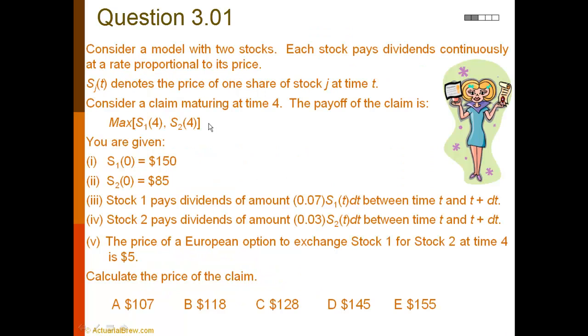In this question, we're given some information about a couple of stocks, and we need to determine what the value now is of a claim that would give us the maximum of the values of the two stocks at time 4. Well, one thing I want to point out here is that we have some information here about the dividends that stock 1 pays and a similar description of the dividends that stock 2 pays. And this is really just kind of a fancy way of describing the fact that the dividends are paid continuously, and the dividend yield of stock 1 is 7%, and the dividend yield of stock 2 is 3%.